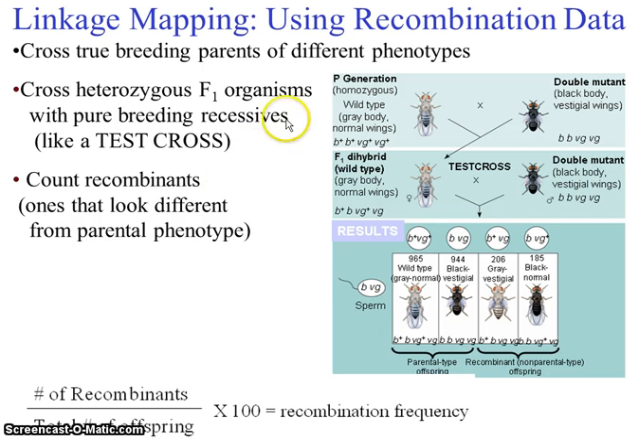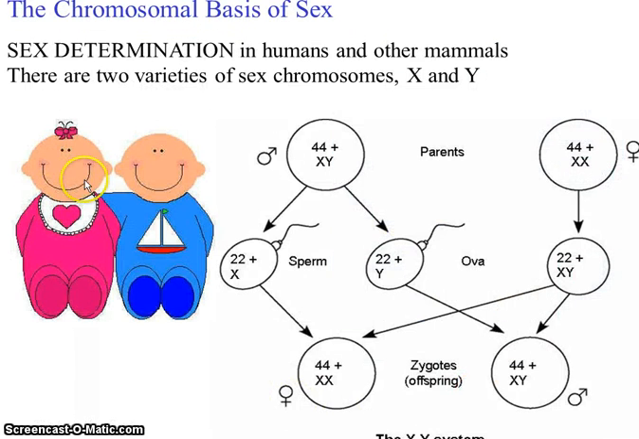So you can use this recombinant, and this is what we did with the Sardarias, by the way. So you cross true breeding parents, and then you cross those F1 generations to see what you get. You count the recombinants, and so you can also get the sex determination.